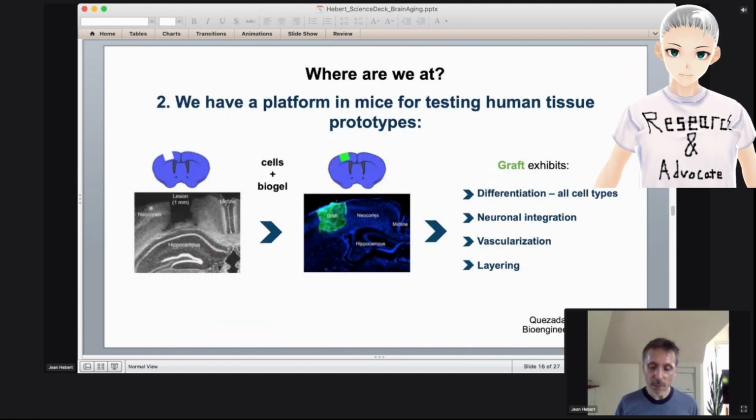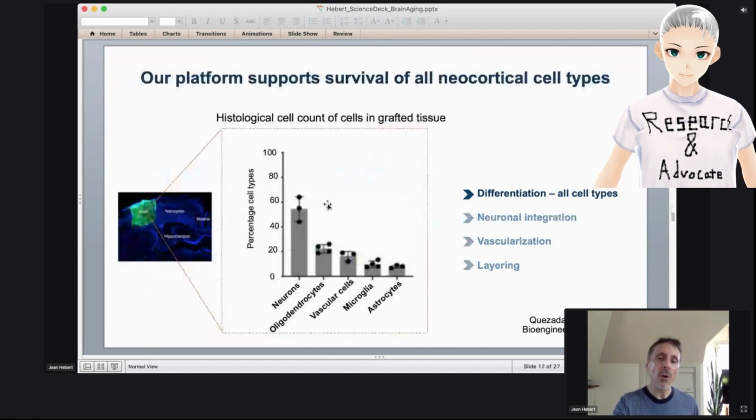And so we've also established a platform, which we've published now, showing that we can get the major features that we want in testing these proto tissues in the mouse, in the adult mouse. So we can create these very reproducible lesions that we can fill with our precursor cells and biogel. And then we find that all the cell types that we care about survive in this graft.